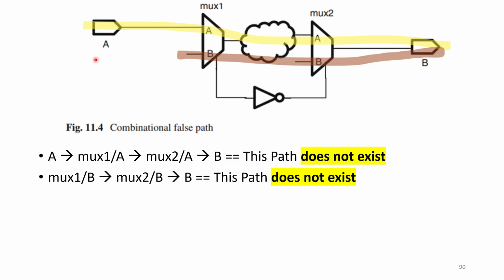So you can see it here. From port A, mux 1A, mux 2A, and going through B. So this path does not exist. And similarly mux 1B, mux 2B and going through B. These are the paths that do not exist.